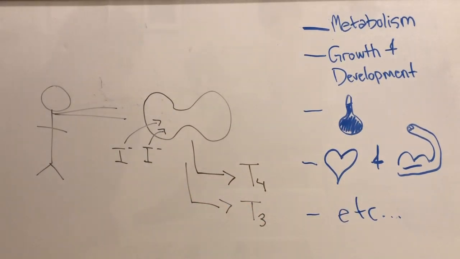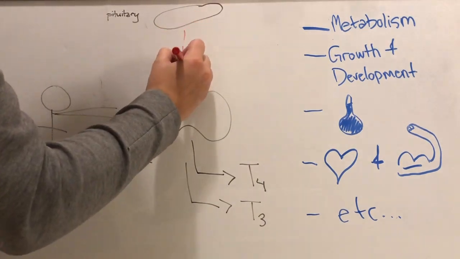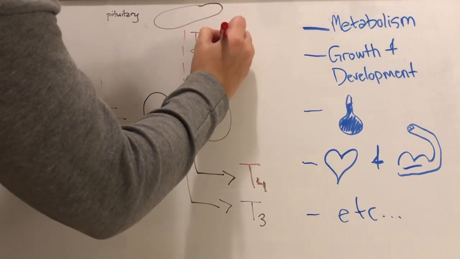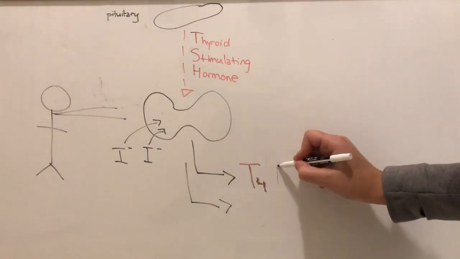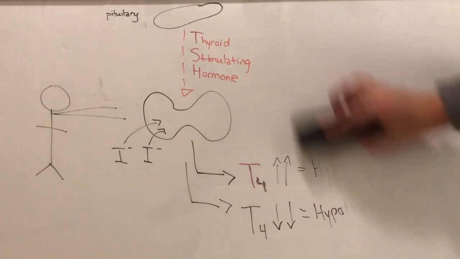And also T3 hormone, also known as triiodothyronine. The pituitary gland is directly connected to the thyroid gland in that it signals the thyroid gland to produce T4 by thyroid stimulating hormone, or TSH for short. Having too much T4 causes hyperthyroidism, and too little causes hypothyroidism.